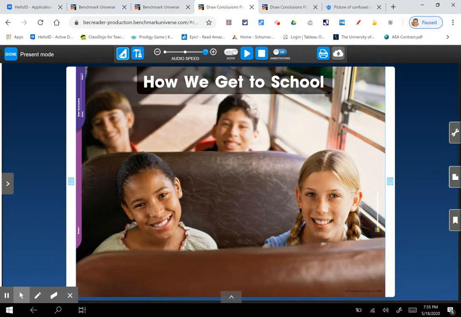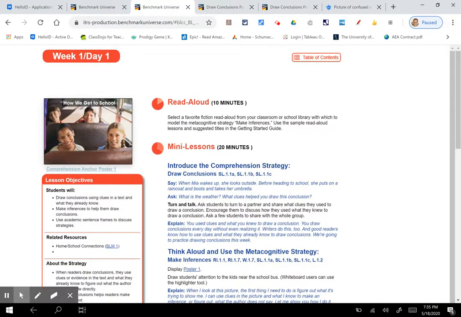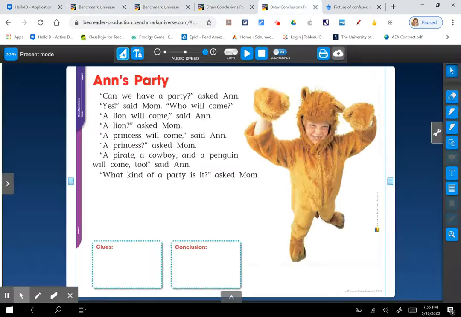All right, so now we're going to go ahead and look at another poster, and we're actually going to practice drawing conclusions. Let me see if I can find it. There it is. Okay, so go ahead and follow along. This is called Anne's Party. Follow along as they read this to you.